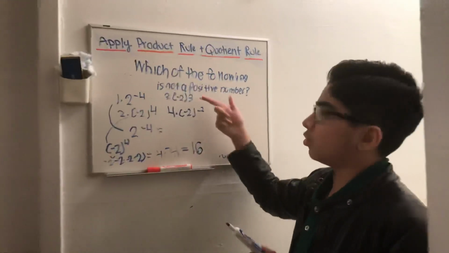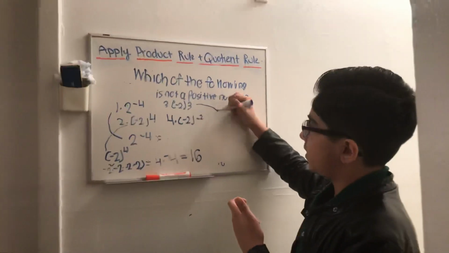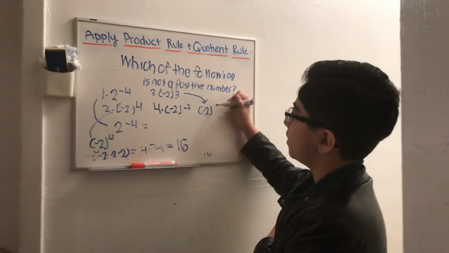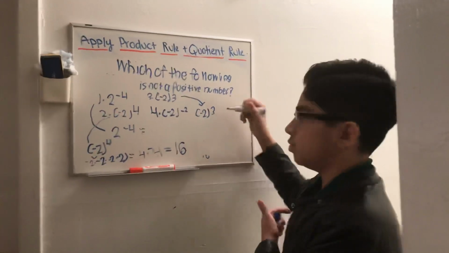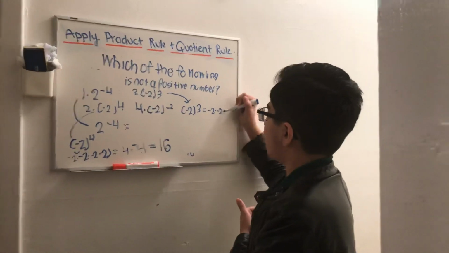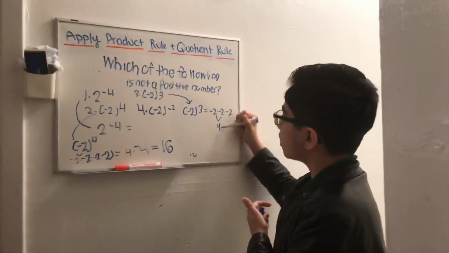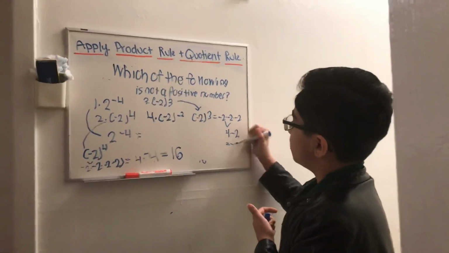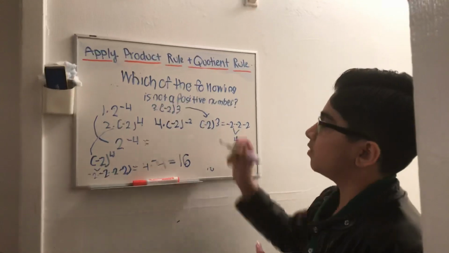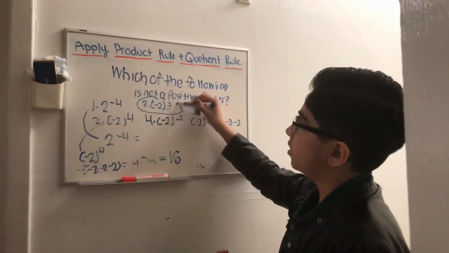Let's take a look at choice 3. Negative 2 to the power of 3 expands to negative 2 times negative 2 times negative 2. Negative 2 times negative 2 is 4, times negative 2 is negative 8. So there you have it. That is not a positive number. So the correct answer is choice 3.